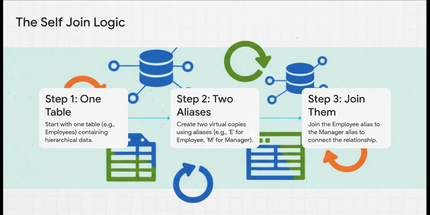And here's the logic, broken down into 3 easy steps. 1. You start with that single employees table. 2. In your query, you pretend you have 2 copies of it, giving them different nicknames or aliases, like E for the employee and M for the manager. And 3, you just join them. You connect the manager ID from the E copy to the employee ID on the M copy. Boom, you've just linked every employee to their boss.